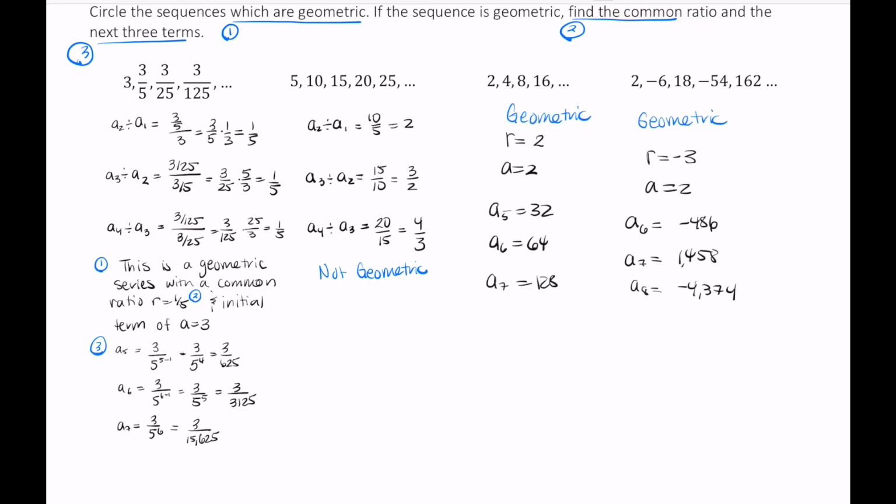All right, please go ahead and verify your work here. These are both geometric series, as you can see, with a common ratio of 2 here, of -3 here. That is, every step we multiply by 2 for this one. And here for every next term, we multiply by -3. Both of these sequences have an initial value of 2. And then the 5th, 6th, and 7th terms are given for this sequence, and the 6th, 7th, and 8th are given here. I hope you found this video helpful.